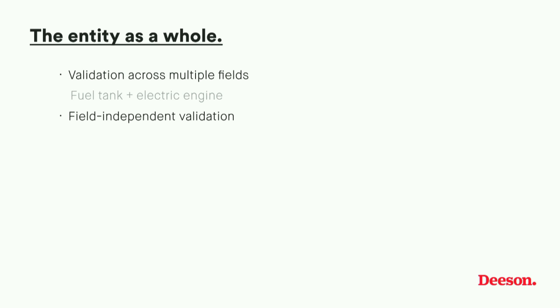You can also do field-independent validation on the entity level, because you don't necessarily need to look at your fields. For instance, if you're trying to save a third car entity when you're flat broke, you should get a violation saying you're flat broke, please don't buy this car. So that's all of the types of validation that you should do on the entity level.